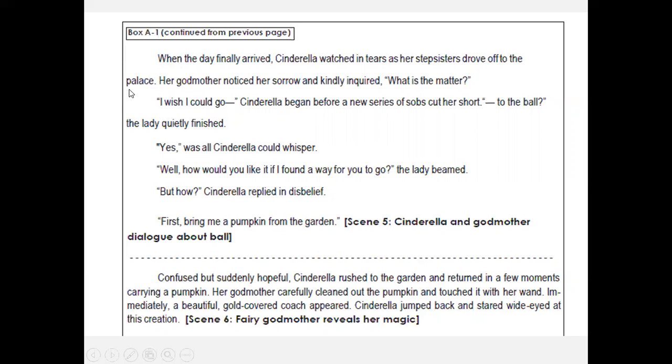They are so precious. So the first thing we do is we come along here, we draw arrows right into "When," "I wish," "Yes, yes," was all Cinderella could say, "Well, how would you like it?" "But, how," and "First bring me a pumpkin." We draw arrows to show that each of those is a separate paragraph, and they are indented, okay? So that's how we know that each one is a separate paragraph. All right, so that's the first thing we do. We say that a paragraph doesn't have to have 3 or more sentences if it is dialogue.